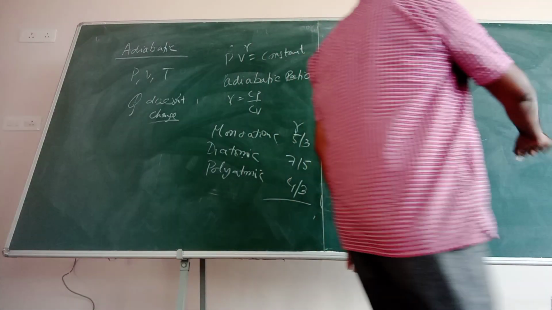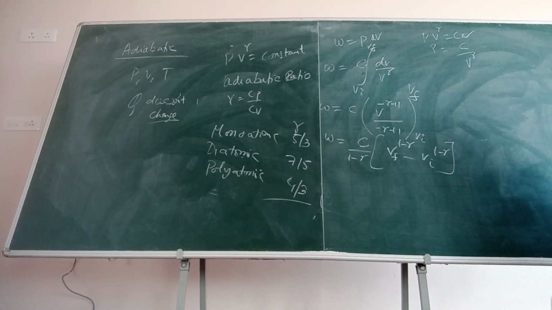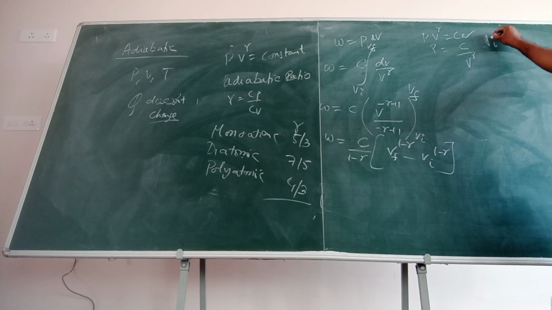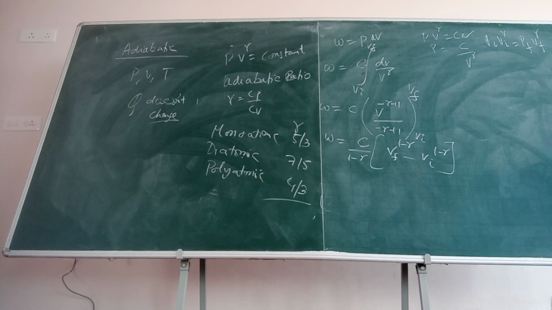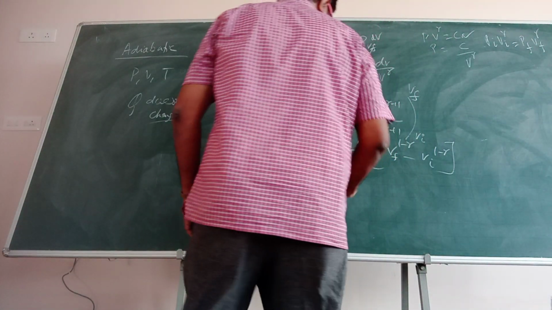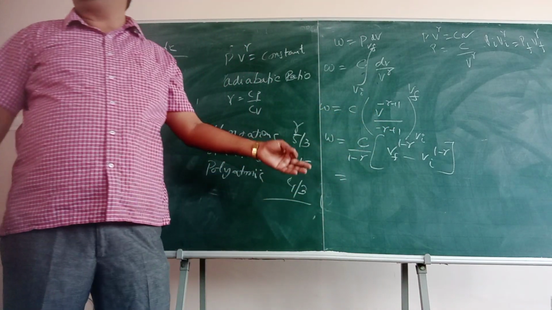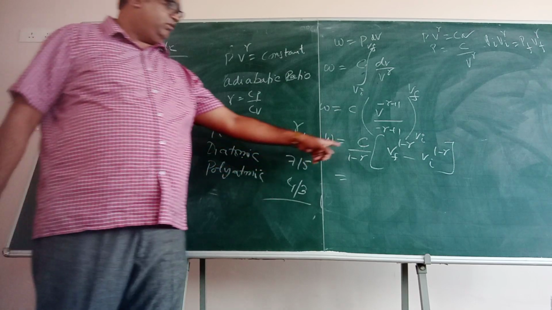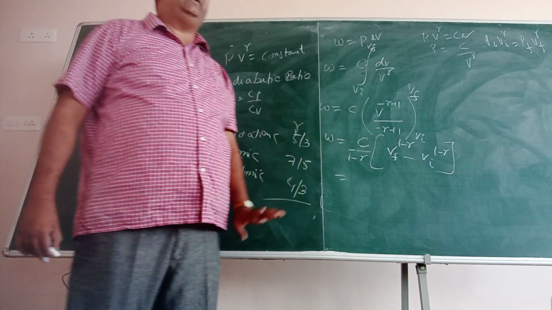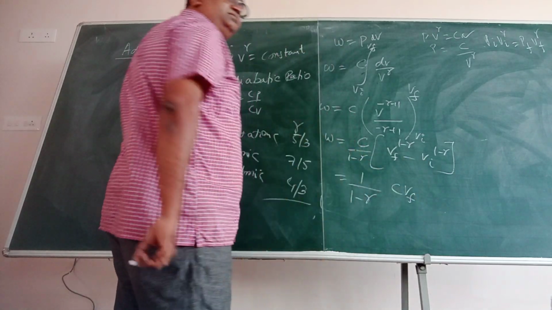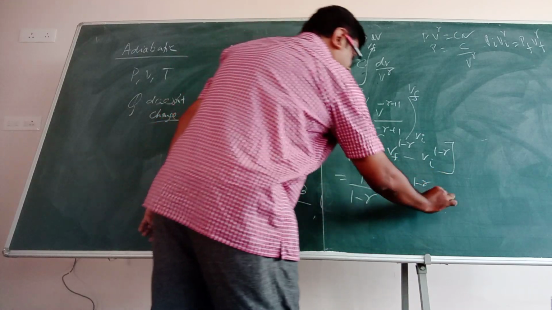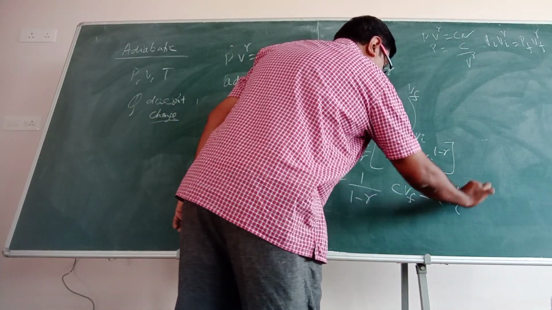Alright. Now you have this equation. PV to the power of gamma is equal to constant. What does this equation mean? Pi Vi to the power of gamma is equal to Pf Vf to the power of gamma. Isn't it? It means that only. So here you take the C inside because basically you want to eliminate the C. I want to eliminate this constant. I will take the C inside. What will happen? 1 divided by 1 minus gamma into C Vf to the power of 1 minus gamma minus C Vi to the power of 1 minus gamma.